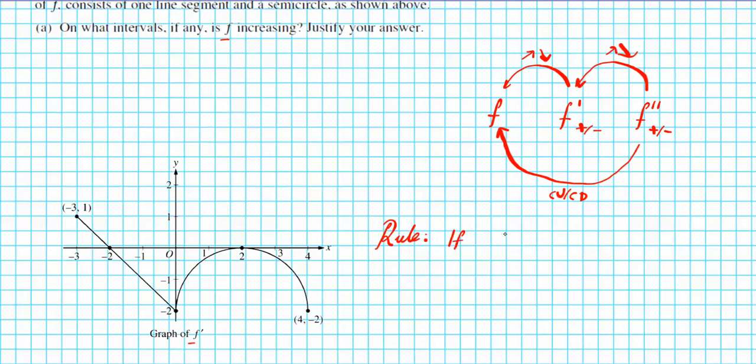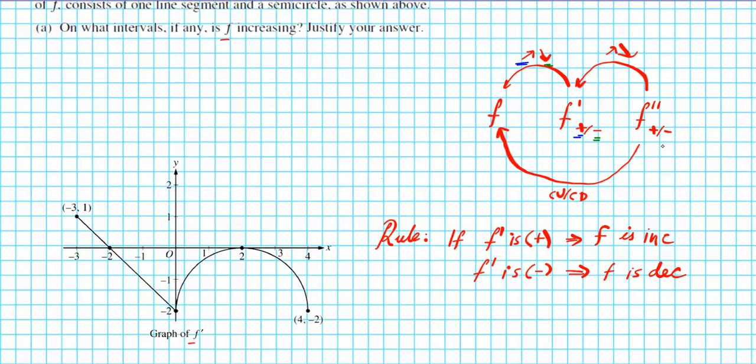If f prime is positive, guess what? f is going to be increasing. So if f prime is positive, then f is going to be increasing on that interval. And if f prime is negative, then f is going to be doing what? Guess. f is going to be decreasing on that interval. So if f prime is negative, then f is going to be decreasing.